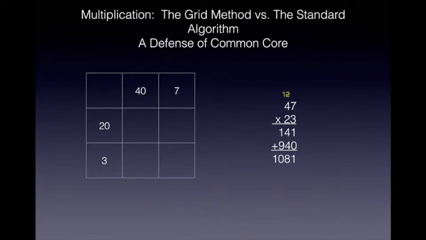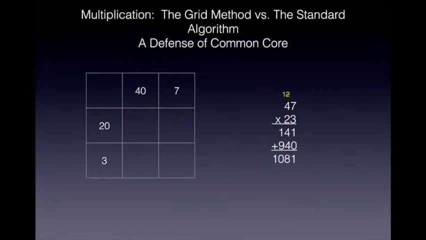Now I'm going to contrast that with the grid method. So in the grid method, over on the left side of your screen, the first thing we do is we break the number up into its digits. So 47, that's really 40 plus 7. 23, that's really 20 plus 3. And by the way, if you had a 3-digit number or a 4-digit number, you could do the same thing. It would just take a bigger grid.